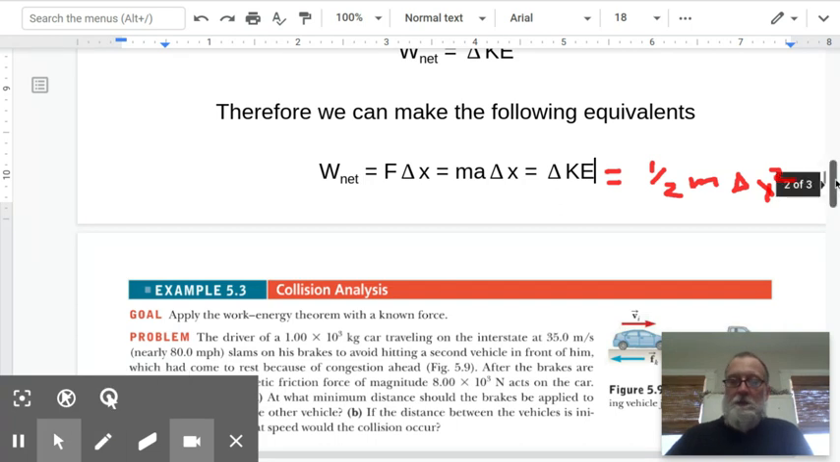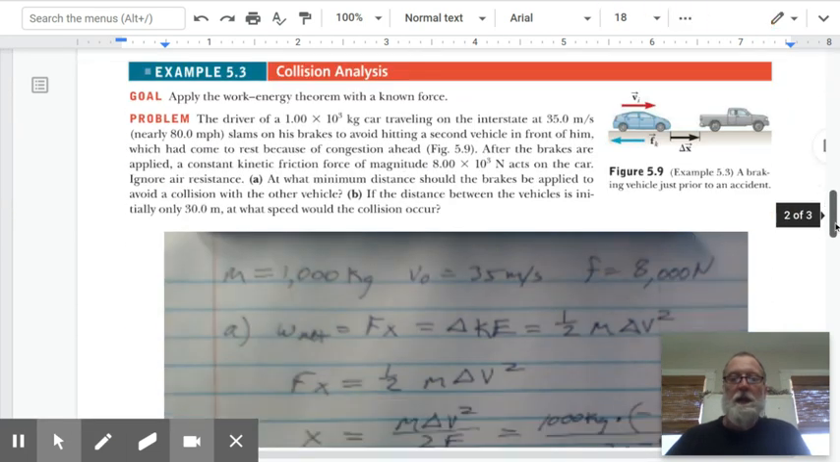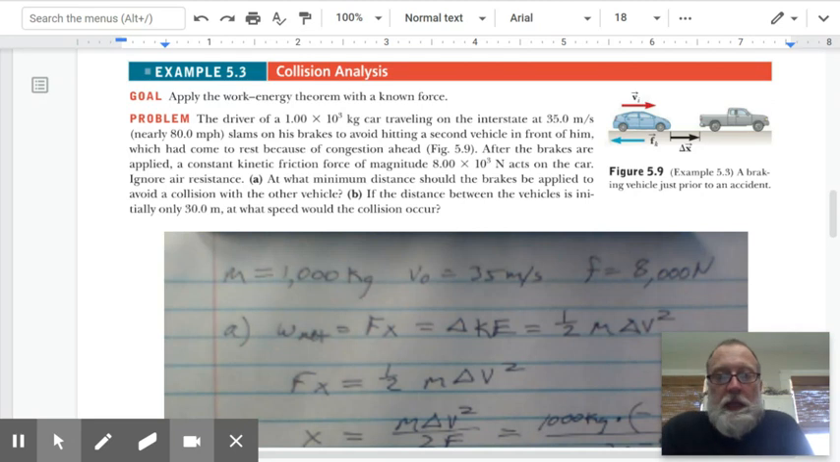So let's go to a problem dealing with that. Again, I'm just looking at the problems that were in the textbook. Here is our example problem, 5.3. We have a driver in a car with a mass of 1,000 kilograms, traveling at 35 meters per second, who slams on the brakes to avoid hitting a second car in front of it, which had come to a rest. After the brakes are applied, a constant kinetic friction force of magnitude 8,000 newtons acts on the car. Ignoring air resistance, at what minimum distance should the brakes be applied to avoid a collision with the other vehicle?